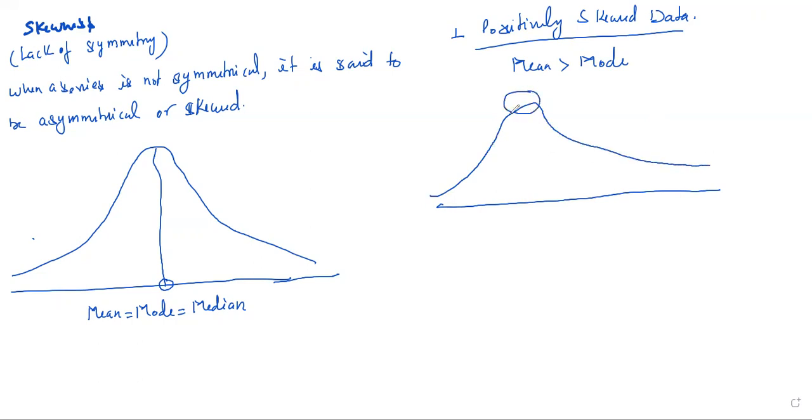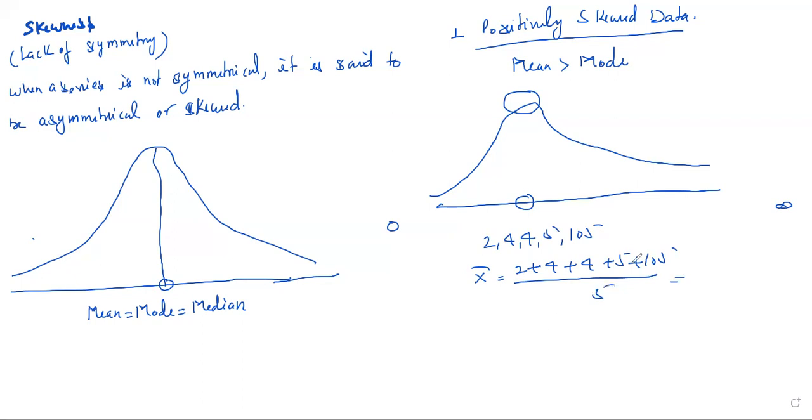Most of the data lie here, mean at this point. And see, just suppose this starts from 0, this is the real line and this is infinity. And the whole data lies on this. So suppose random data here like 2, 4, 4, 5, and 105. So just take the mean of this. Mean x bar is equal to 2 plus 4 plus 4 plus 5 plus 105 upon 5, and this is equal to 120 upon 5, which is equal to 24.